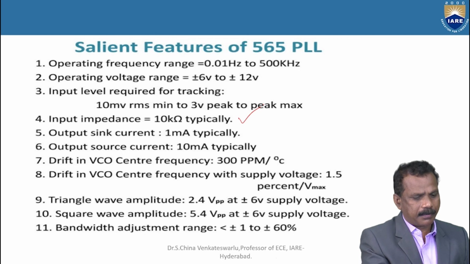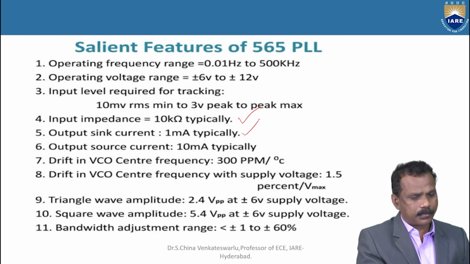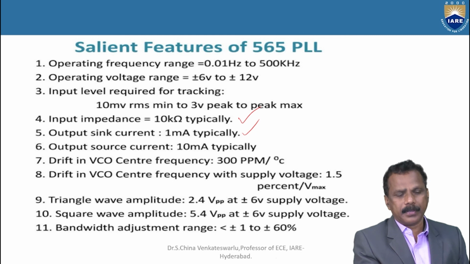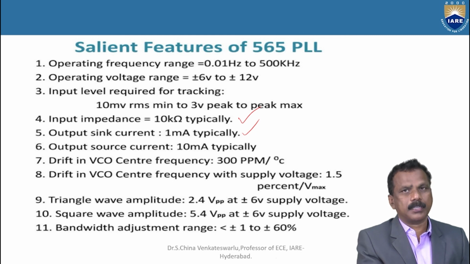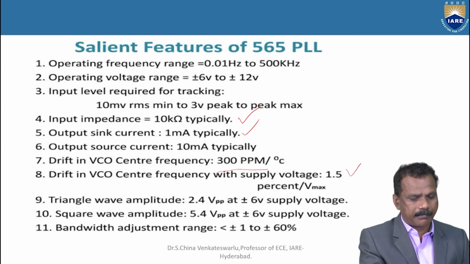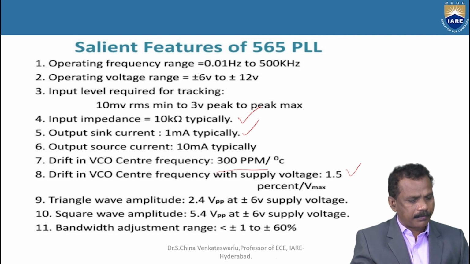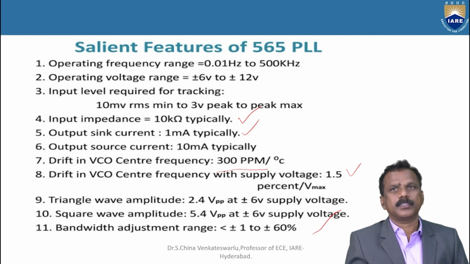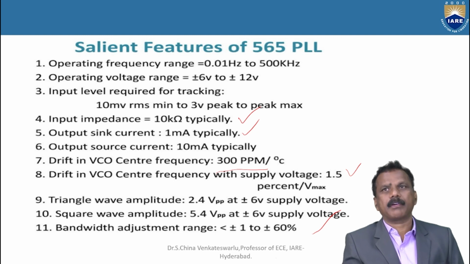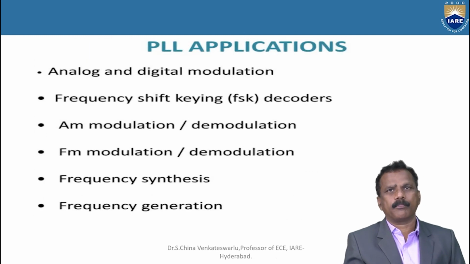Output sink current is 1 milliampere typically. Output source current is 10 milliampere. Drift in voltage controlled oscillator center frequency is 300 ppm per degree. Drift in VCO center frequency with supply voltage is 1.5 percent per volt maximum. Square wave amplitude and bandwidth adjustment, and triangular wave amplitudes, all typical values are available. These are the salient features of the 565 PLL phase lock loop.